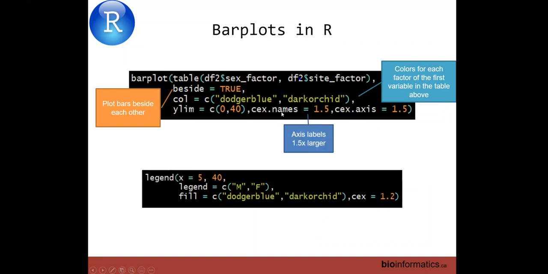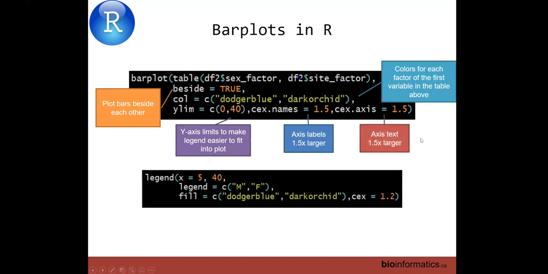We want our axis labels to be 1.5 times larger again, and we want our axis limits to make it easier to fit a plot into. Like we saw before, it was quite tight, and we want to add some extra space here. So what YLIM 0 to 40 is doing is making the whole graph axis go up to 40, even if the actual data doesn't fill it in that length. So here we're just making a taller, bigger graph to fit legends into. And we're also going to make our axis text larger, so it's easier to see the numbers themselves.